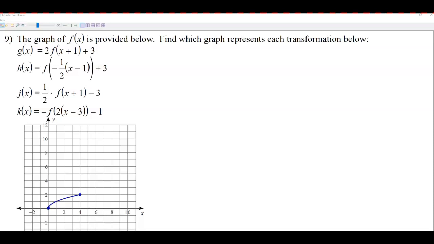So now let's look at our arrows here. B is negative. Is our B negative? Next, we also flip. If B is bigger than 1, it's a horizontal compression. If B is less than 1, it's a stretch. So far we've seen that it gets flipped upside down and squished.